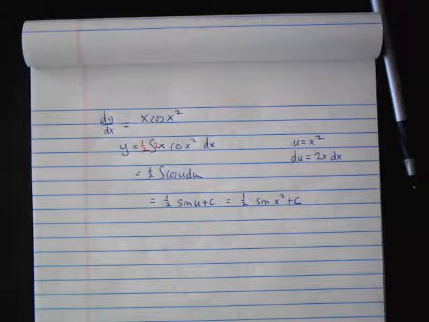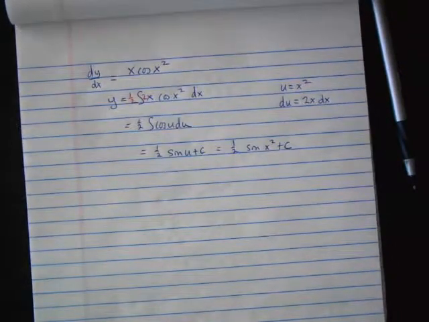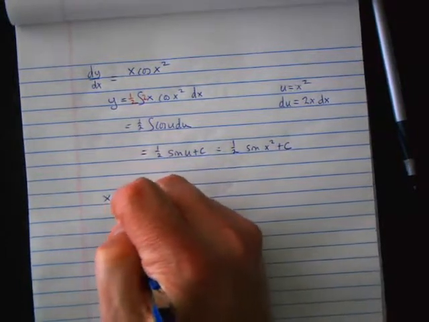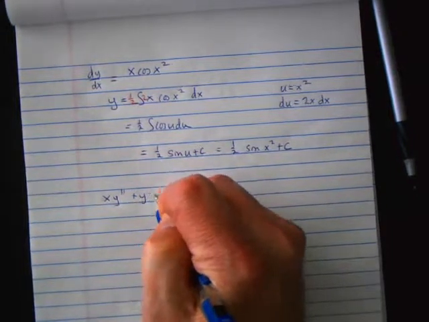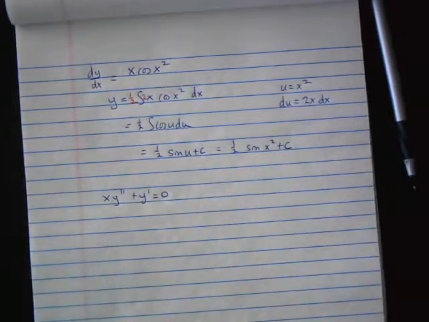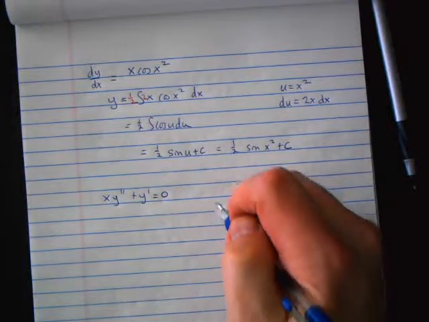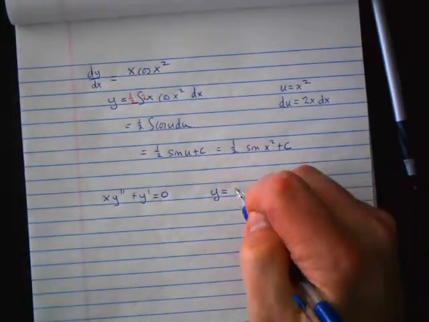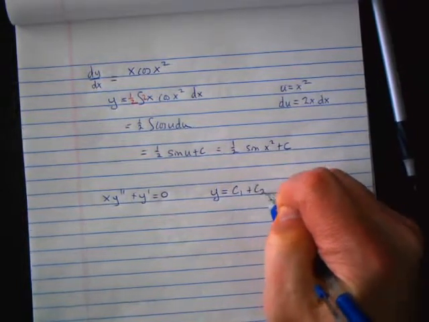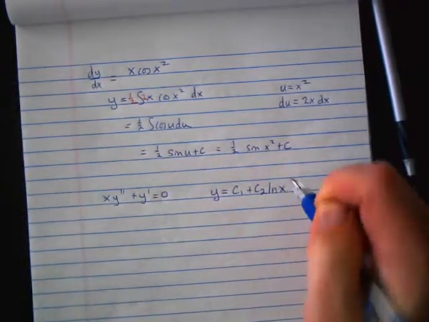All right, the last thing I see in this section is they give you something like this. They say, here's your differential equation: x y double prime plus y prime equals 0. And then they give you a general solution, and they claim the solution of this equation is y equals c1 plus c2 ln x.